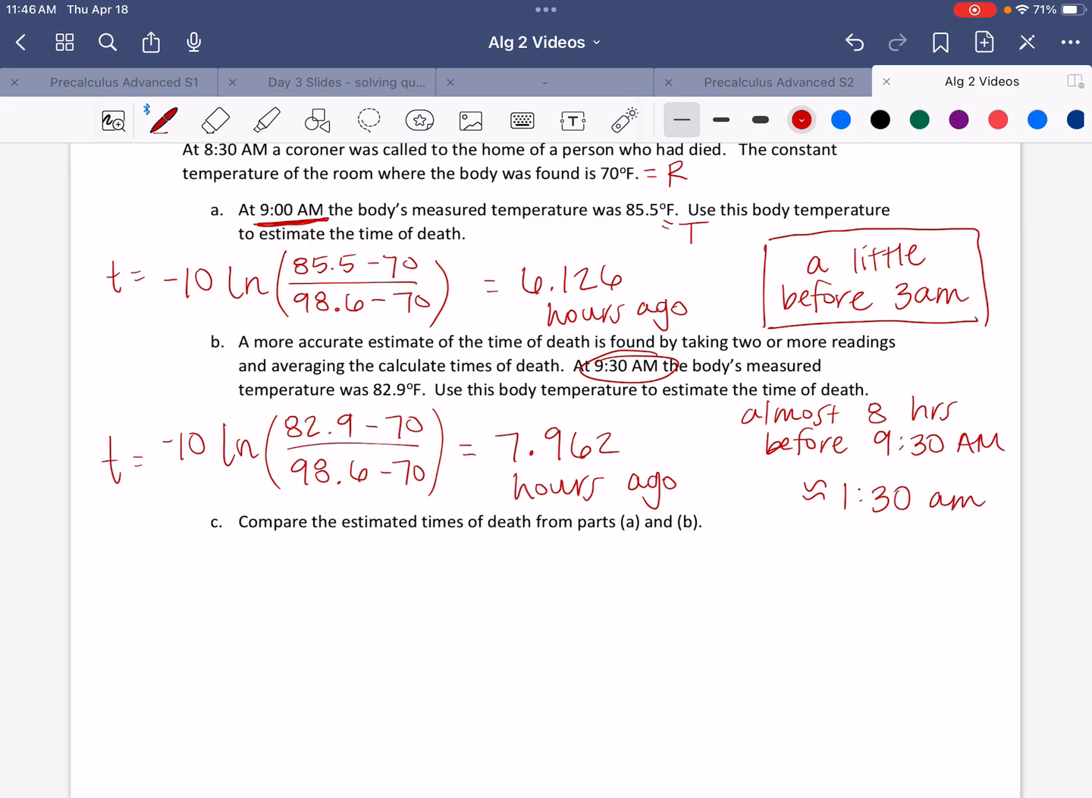And we're not going to do the exact number of minutes there, but what we can do is average our answers from A and B. So average of A and B. So we could add 6.126 and 7.962 and divide by 2. I could have left those exact in the calculator. Okay, I get 7.044.